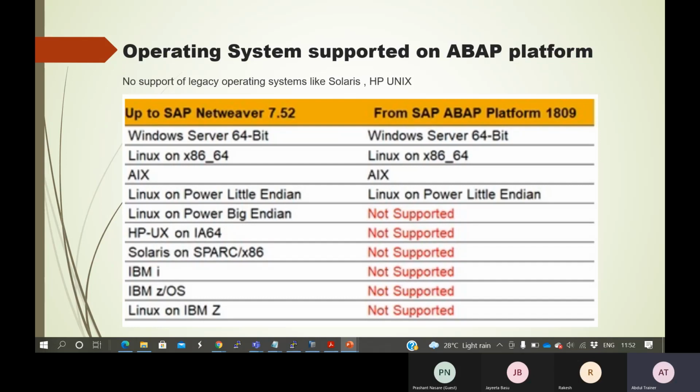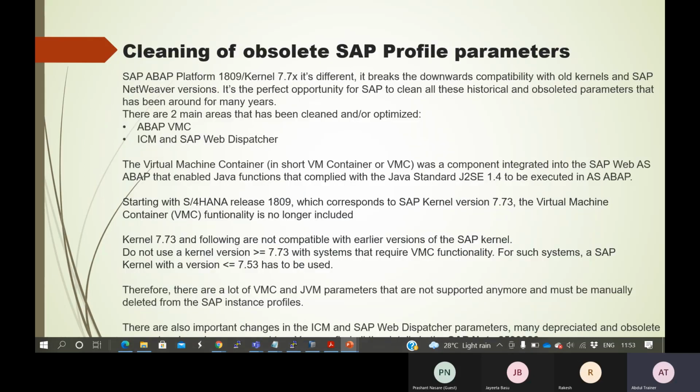Supported operating systems: in S4 HANA, only Linux is supported on this side, and this side is not supported. Windows, AIX and Linux on Power, the IBM Linux, are supported; others are not supported for S4 HANA. Then cleaning the obsolete SAP profiles. There are some profiles which are obsolete in S4 HANA.